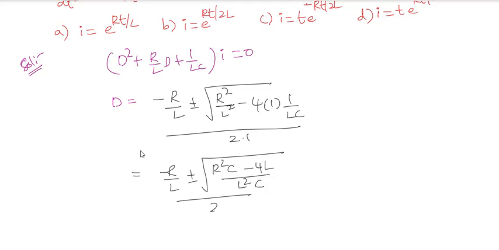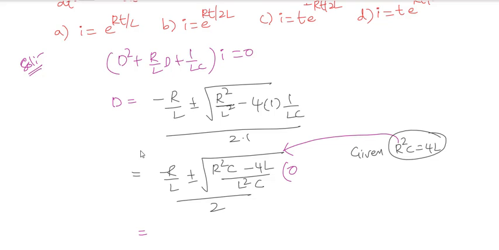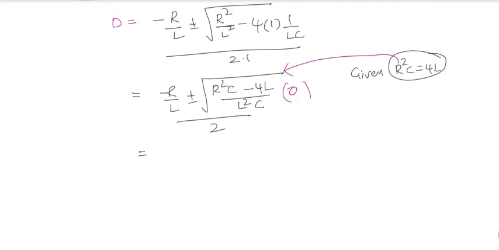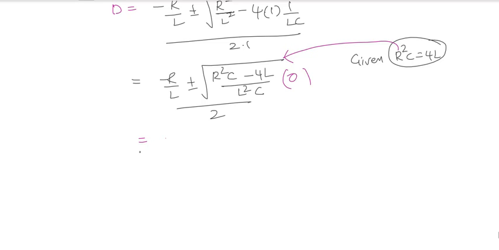So divided by 2. And what did they give in the problem? r square c is equivalent to 4l. So if I substitute r square c as 4l here, this whole part will become 0, am I right or not? So the overall term will be minus r divided by 2l plus or minus 0.